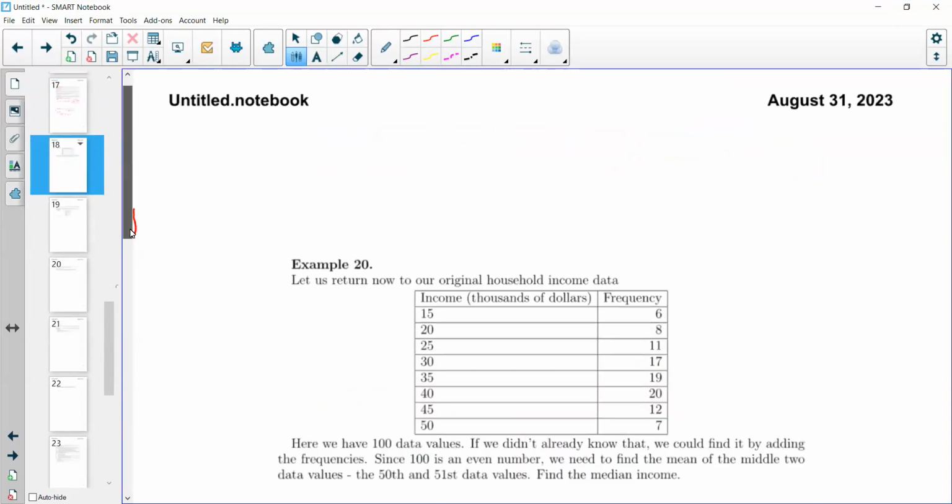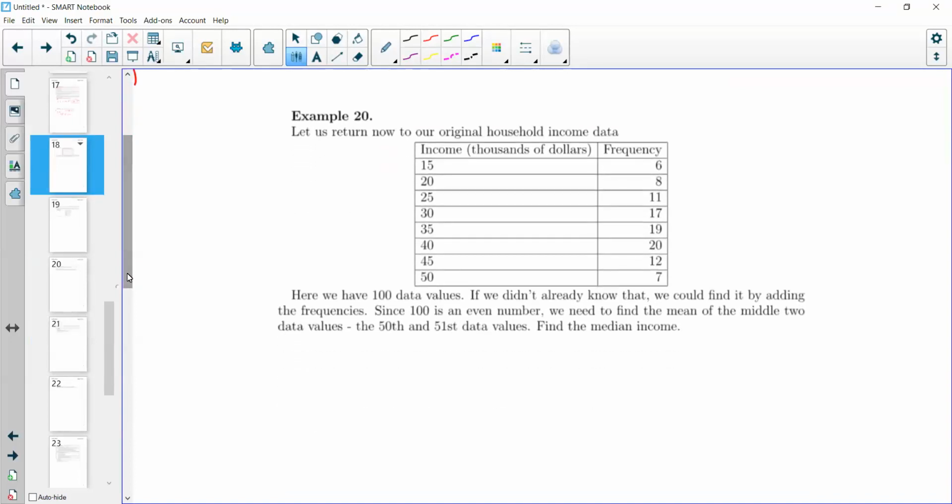Okay, so now we have our frequency list here. We have 100 data values, so n equals 100. Since n is an even number, we need to find the mean of the two middle data values, the 50th and 51st. And 100 divided by 2 is 50. I need the 50th and the 51st value. Everybody with me there? Not just because it says it, but because we just calculated it.